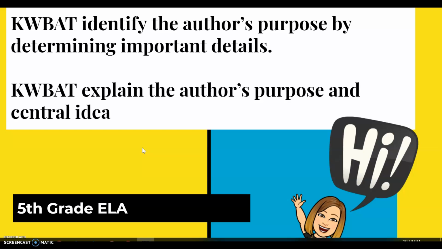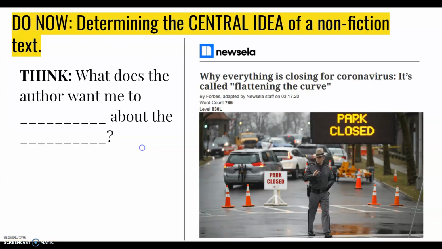So today we're going to be focusing on a skill, and that skill is author's purpose. We have two main objectives today. The first one is that you guys are going to be able to identify the author's purpose by determining important details. And two, you guys are going to be able to explain the author's purpose and central ideas. So let's go ahead and get started.